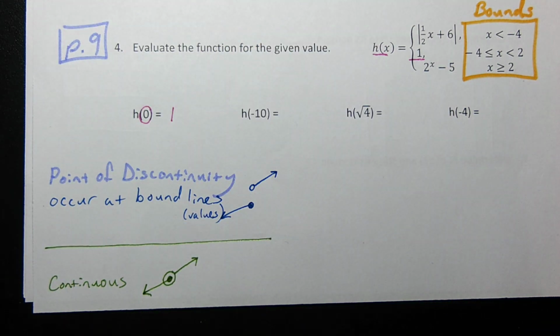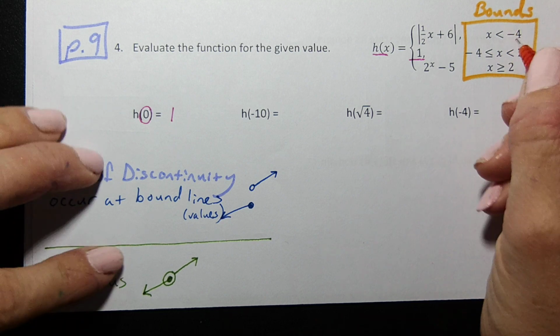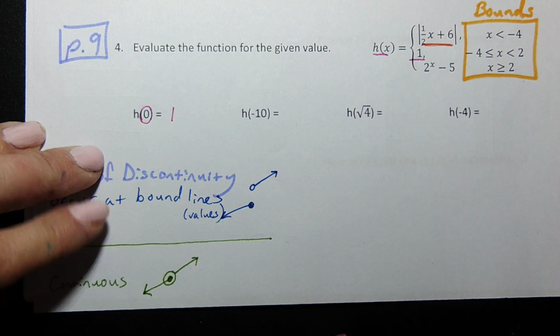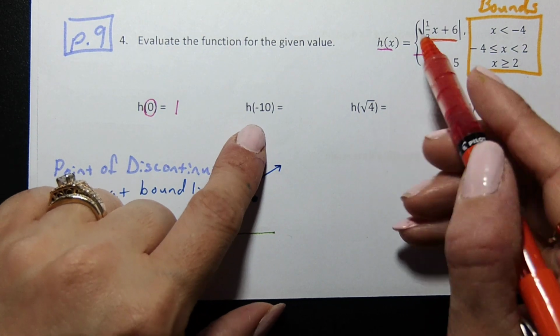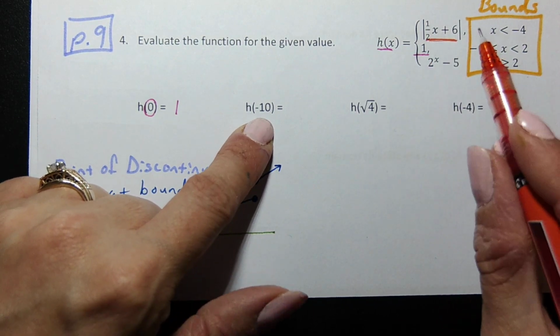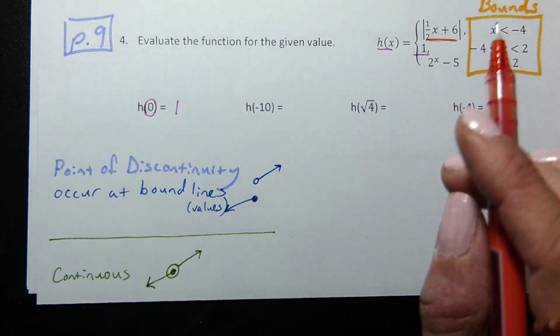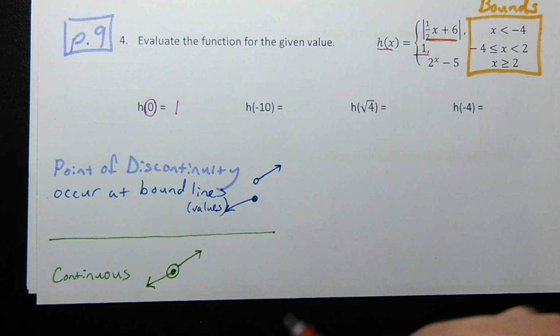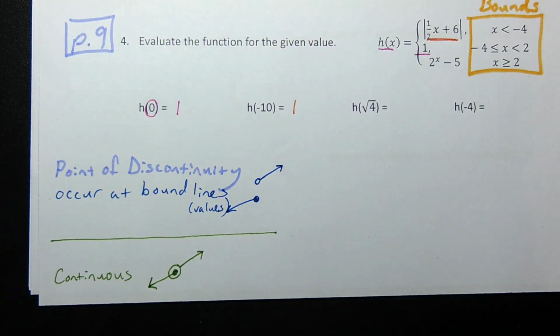For the next one, h of -10. -10 is less than -4. So we will use that part of the piecewise function. A half of negative 10 is negative 5. Negative 5 plus 6 is 1. What's the absolute value of 1? 1. So that's what h of negative 10 is equal to.